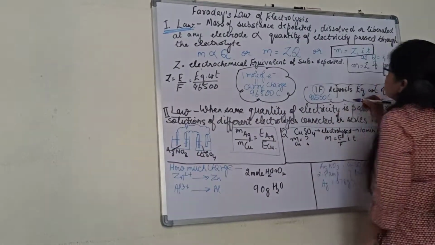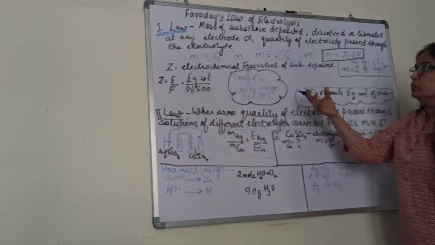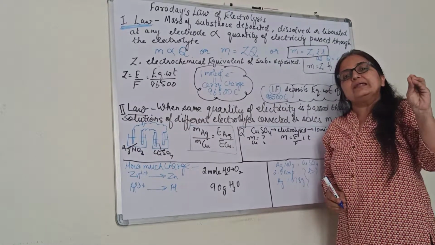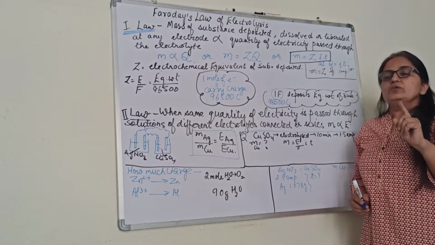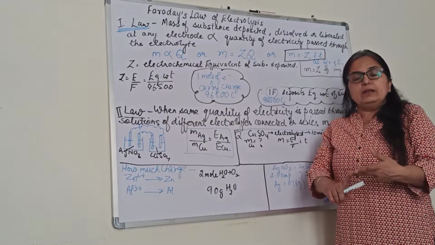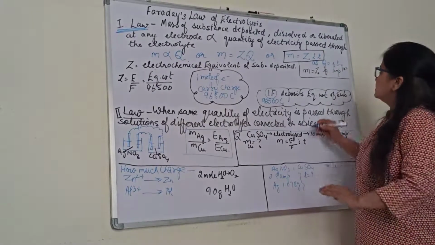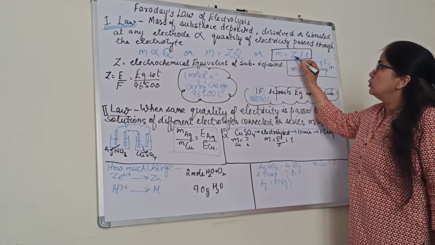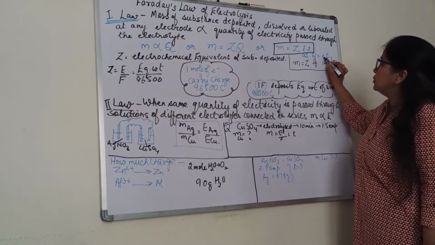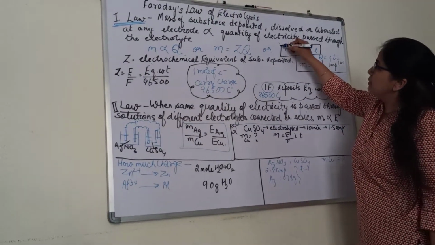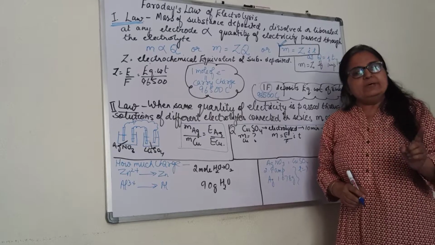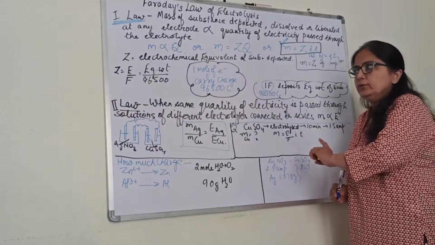Further, we can also expand this Q. What is Q? Q is I into t, if I amperes current is passed for t seconds. Remember one thing, children, you have to always take time in seconds. If it is given in hours or minutes, you will convert it into seconds. So M is equal to ZIt finally, because instead of Q I have written I into t, as Q is equal to It. Please mark this. This is a very, very important formula we'll be using for numericals. M is equal to Z into I into t.